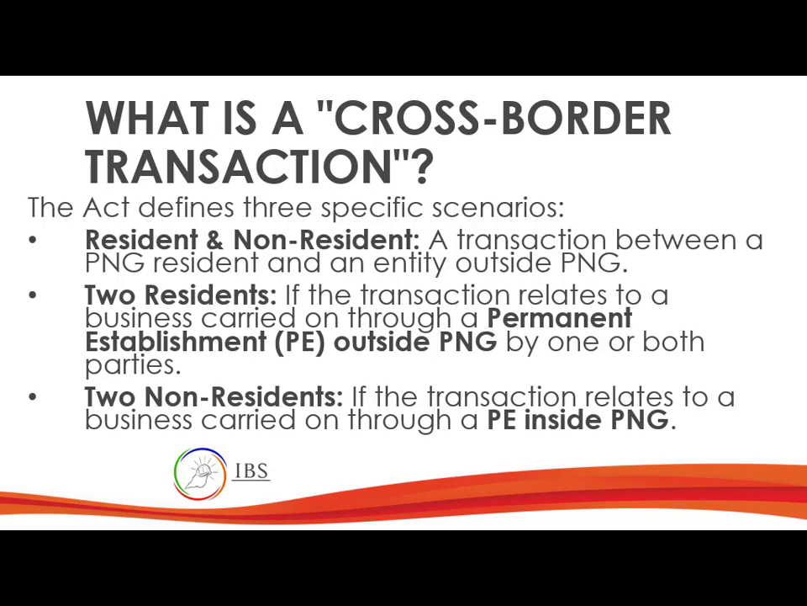So what does it mean? It may have stayed there for maybe 120 days and left PNG, which means they already conducted the business here. We can classify that as under the permanent establishment. Two non-residents. If the transaction relates to a business carried on through a permanent establishment inside PNG. So this one, it says, yes, they don't have a permanent establishment, but they still conducted the transaction in Papua New Guinea.